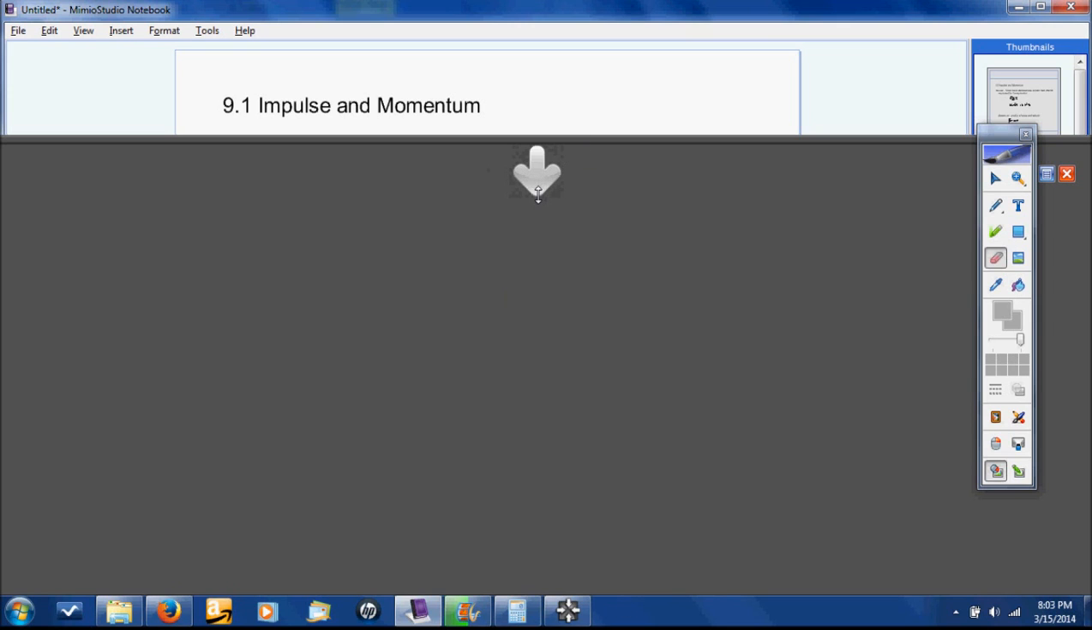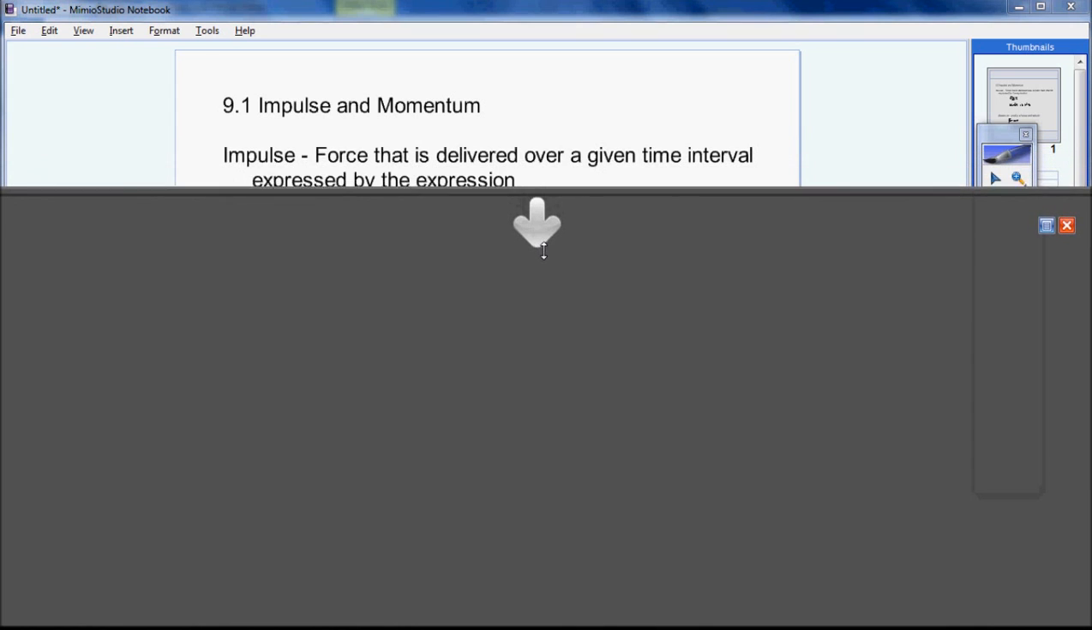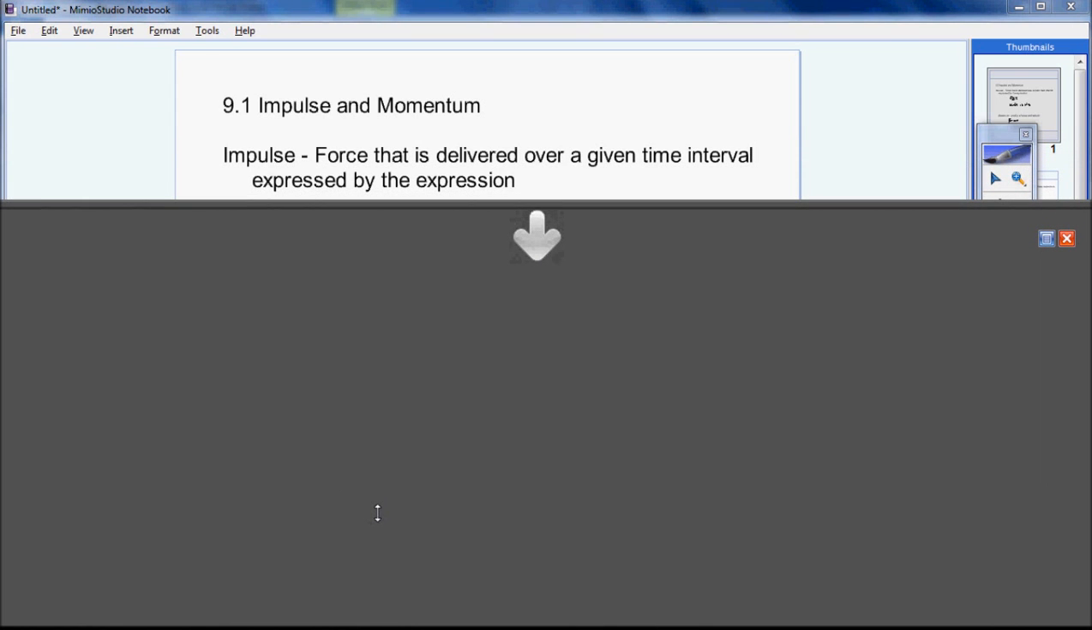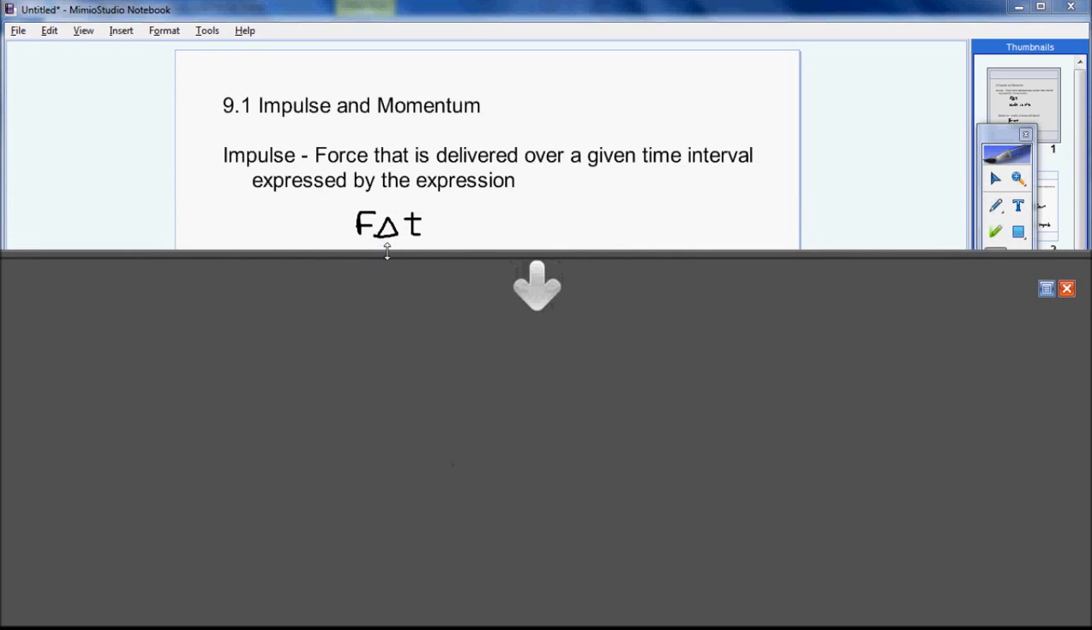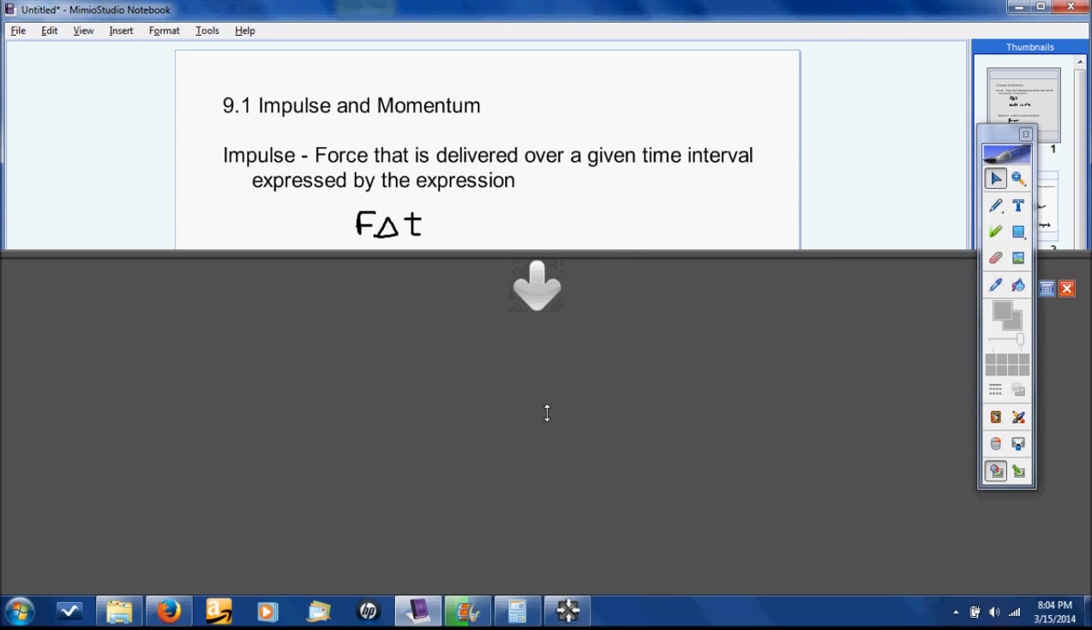Okay, we can do our best to get a definition. It's a force that's delivered over a given time interval, and it's expressed by an expression. Your book kind of dances around a definition for about 4 or 5 paragraphs, but I just summarized it in what I said. You've got force that's delivered over a given time interval, and it's given by the expression F delta t. Okay, delta because there's a change in time. There is a time interval. It is not instantaneous. Okay, this force is delivered throughout a given time interval, and it has a value.